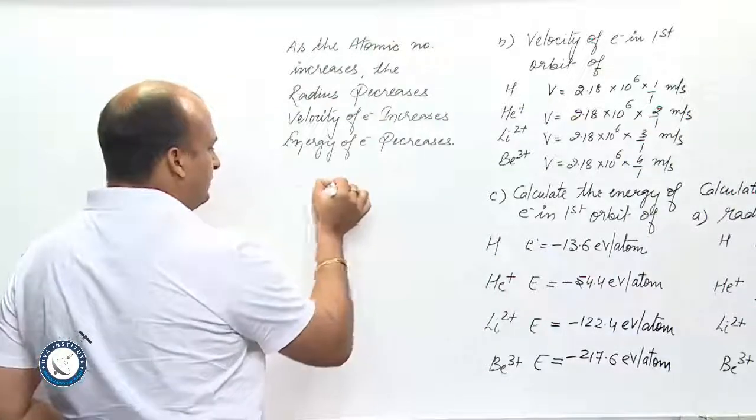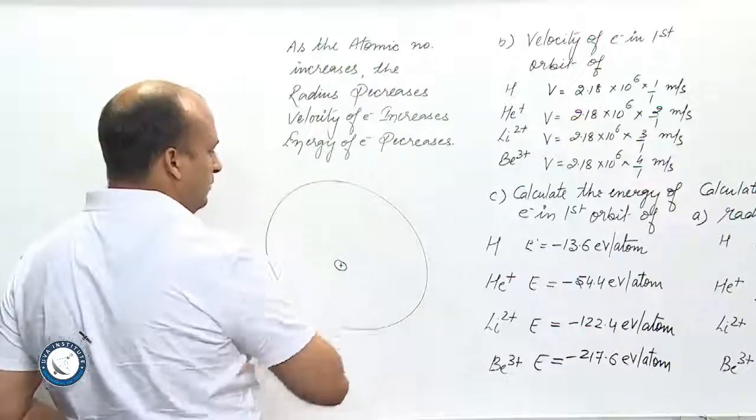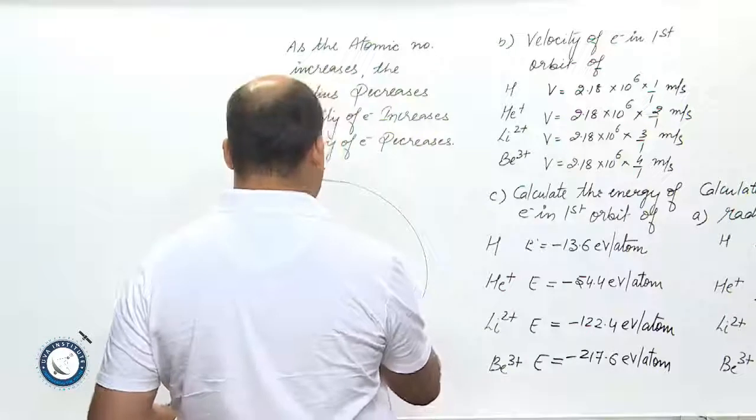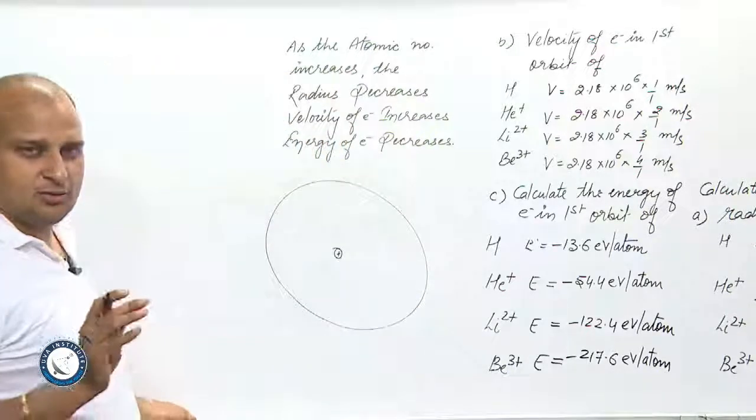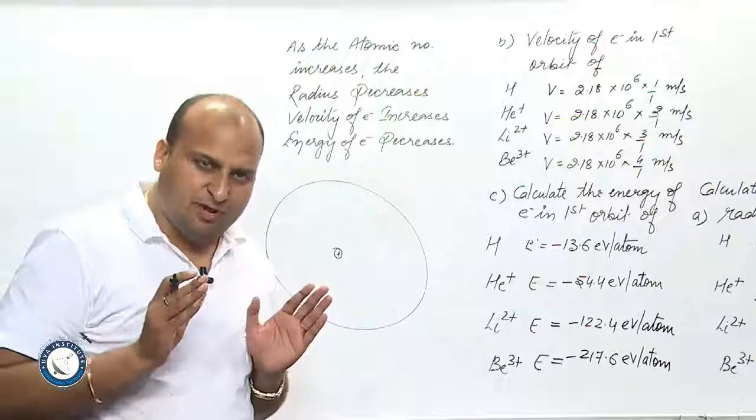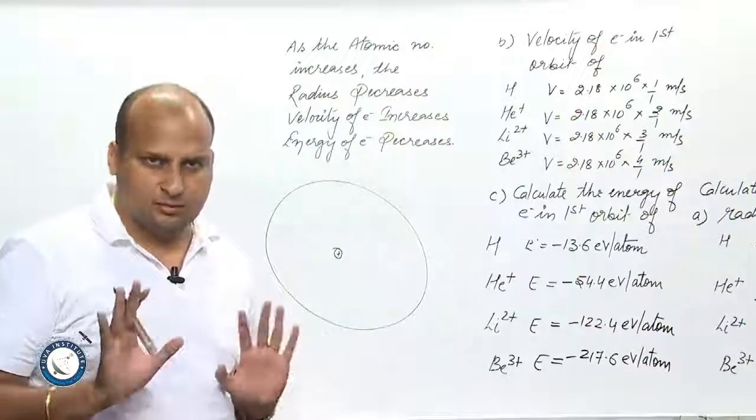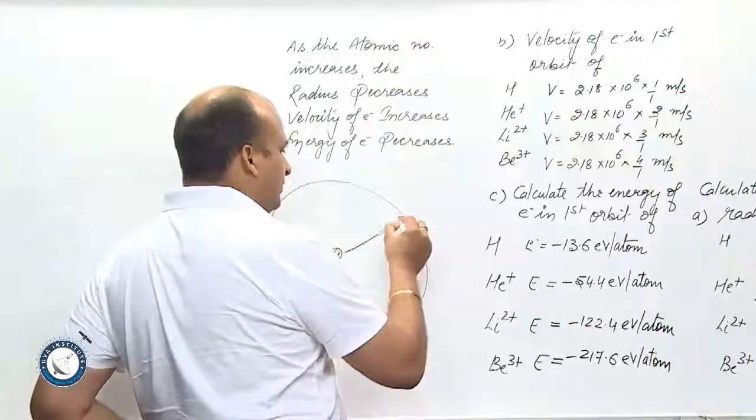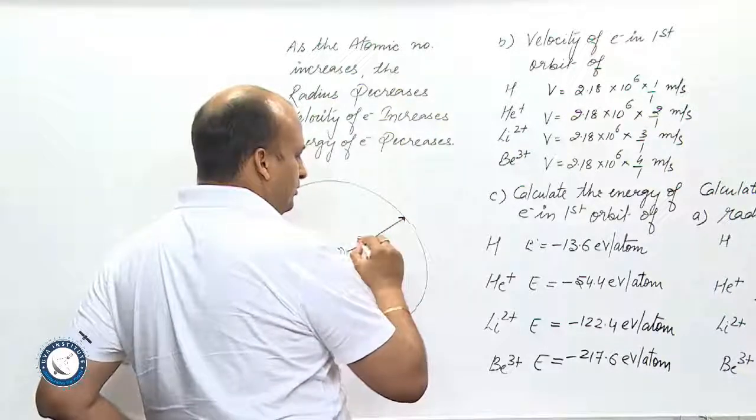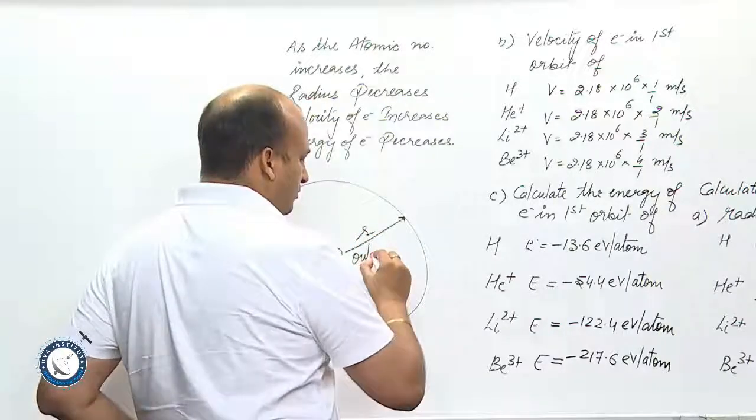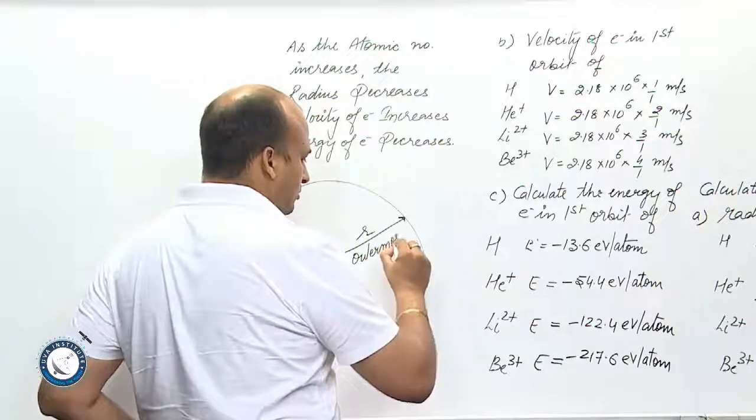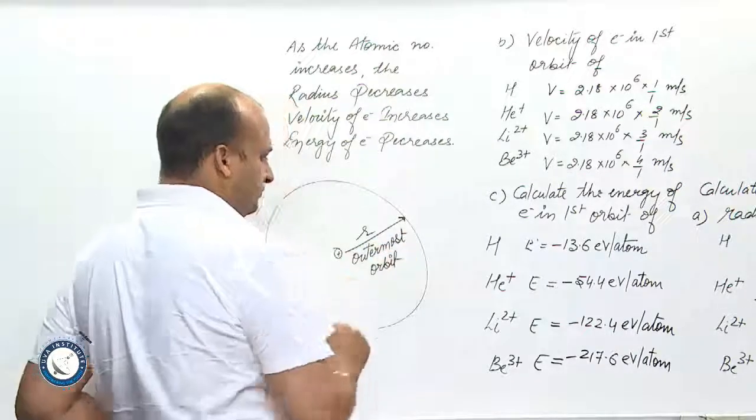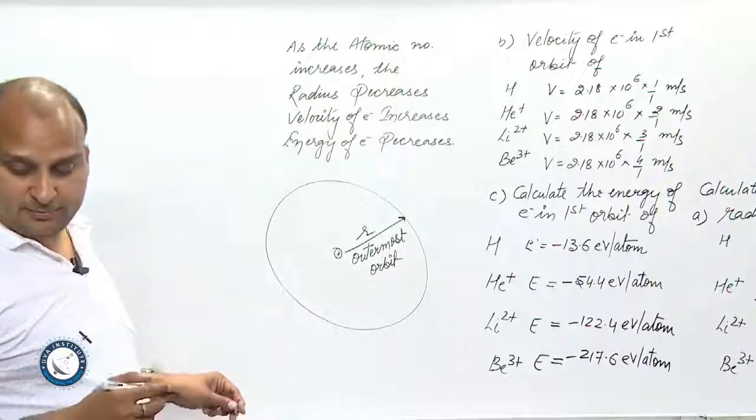See, when we consider an atom and we put the nucleus in between, so this is the nucleus. Now there is one final boundary of the atom, there has to be. Say this is the outermost orbit, radius of orbit. Zoom in on this, please.